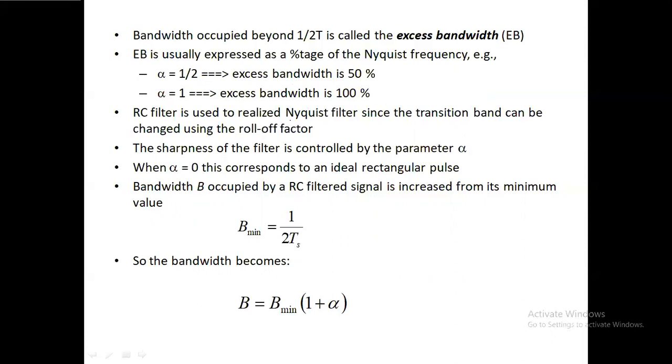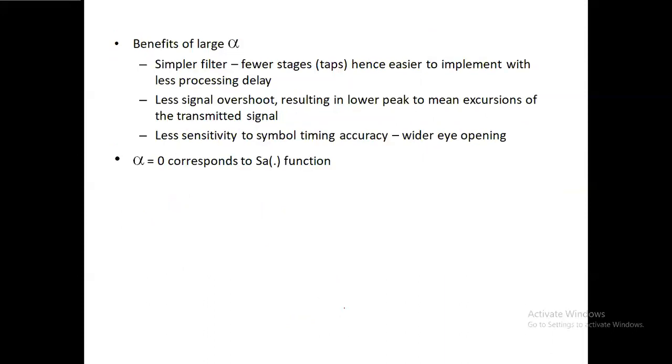This raised cosine filter is used to realize Nyquist pulses, since the transition band can be changed using the roll-off factor, because we can adjust the roll-off factor. So the value of alpha equal to 0 is the ideal rectangular pulse, and the bandwidth occupied by a raised cosine filtered signal is increased from its minimum value, B min, which is equal to 1 by 2 TS. So this is the minimum bandwidth requirement of the raised cosine filter, and this is the roll-off factor. But we need a relationship between bandwidth and the symbol rate. That is more important for us.